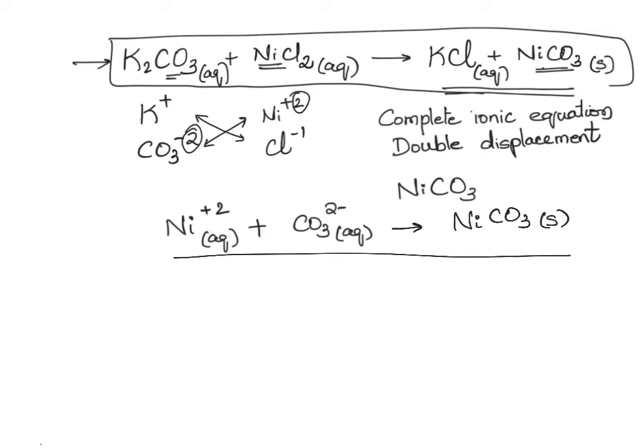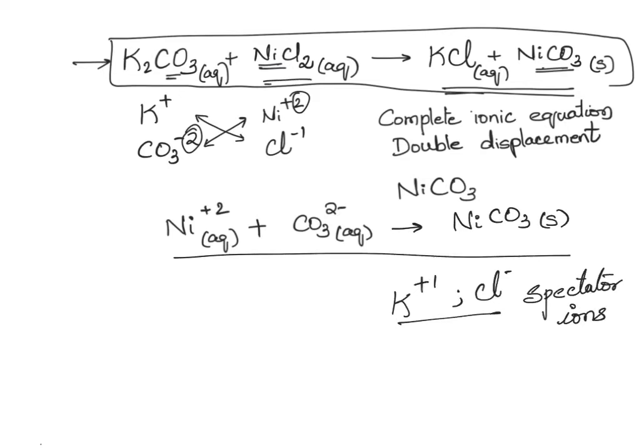Now, what are the two ions that are not present in the net ionic equation? Potassium ion and chloride ion. These two are spectator ions. So, a possible question may be, when potassium carbonate reacts with nickel 2 chloride, what are the spectator ions that will be present in the reaction? These two are the spectator ions.